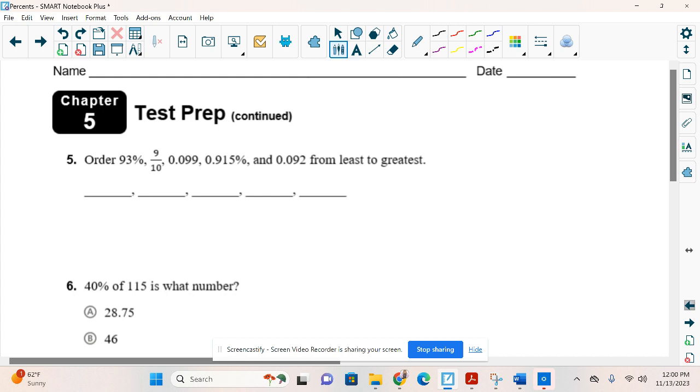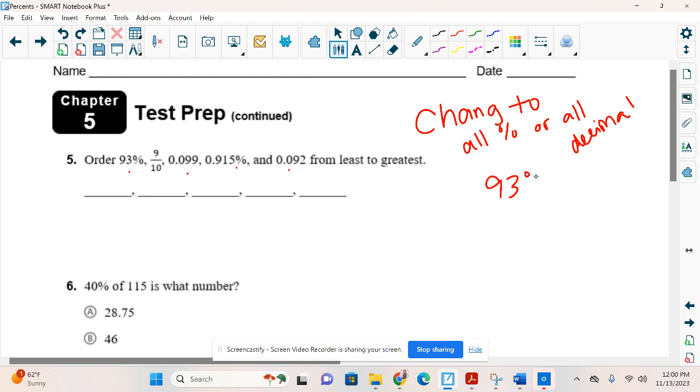So I would change to either all percent or all decimal. So we've got 2 percents, and I've got 2 decimals. So we're split 50-50. Alright? So we can decide which one we want to change it to. We can do percents if you want to. Right now we've already got 93%. I want to change 9/10 to a percent.